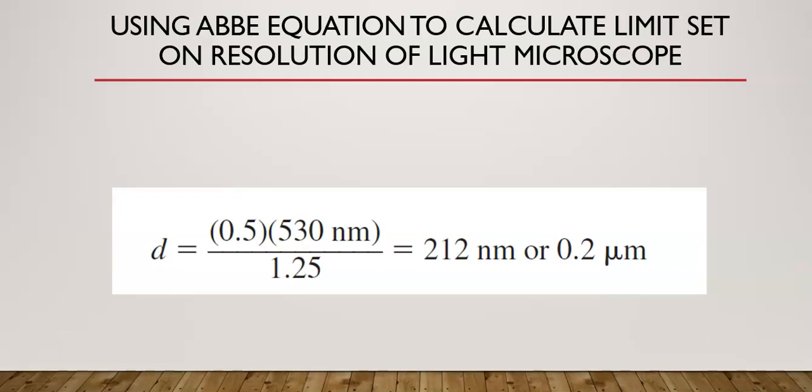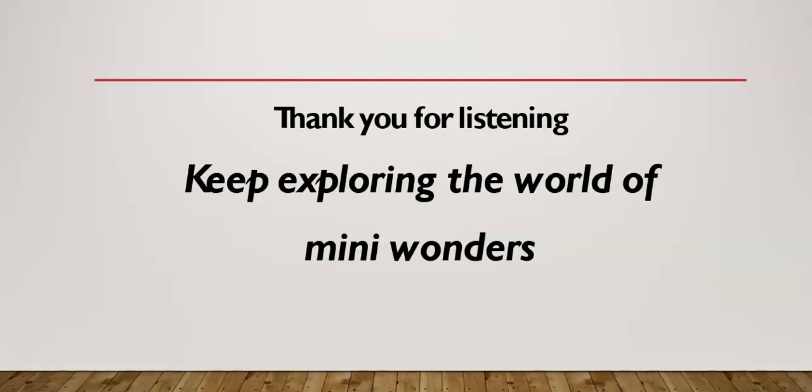So dear students, in this video we have discussed the importance of numerical aperture. Just to summarize, at best, a bright field microscope can distinguish between two dots which are around 0.2 micrometer at a distance from each other, the same size as a very small bacterium. So this is how we can calculate the limits set on the resolution of a light microscope.